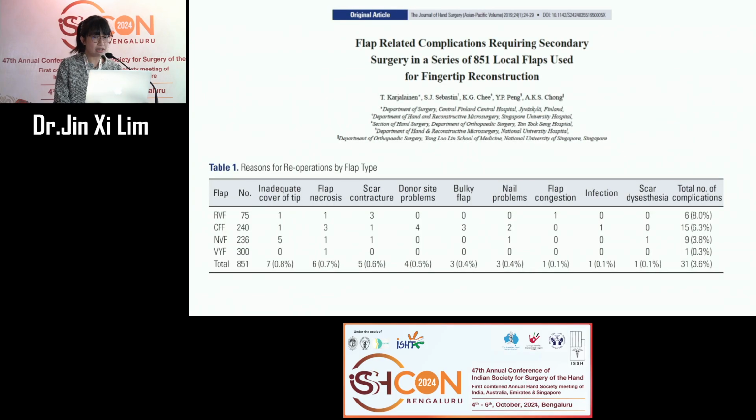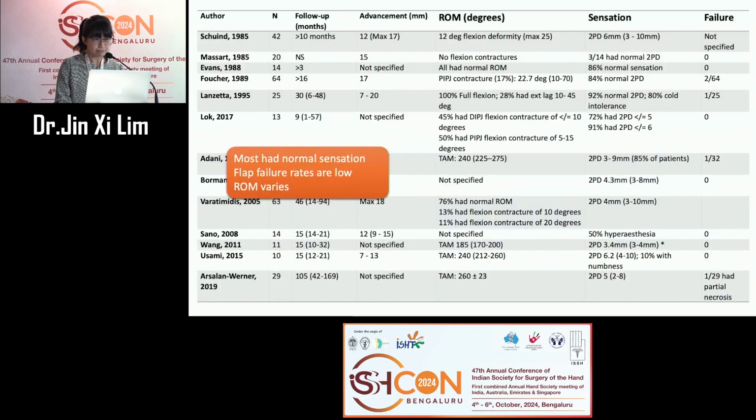This is a study done in my center. Out of 233 cases of MVI flaps in this series, there is a reoperation rate of 3.8%, which is actually quite low. The majority of reoperation is actually due to inadequate coverage of the fingertip. So I will usually only use this flap in a volar neutral defect and nothing bigger. In a slightly larger defect, I may shorten the fingertip so that the homodigital NVI can cover the defect adequately.